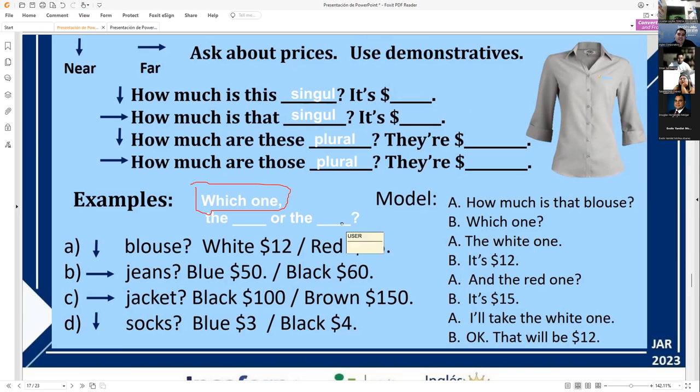Entonces, hey, how much is that blouse? ¿Cuál? ¿La blanca o la roja? Entonces, dice, which one? Which one? The white one? Yeah. Or the red one? Dice, the white one is $12 and the red one is $15. Ajá. Give me the white one.